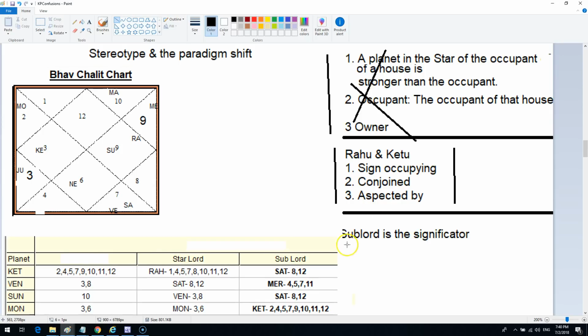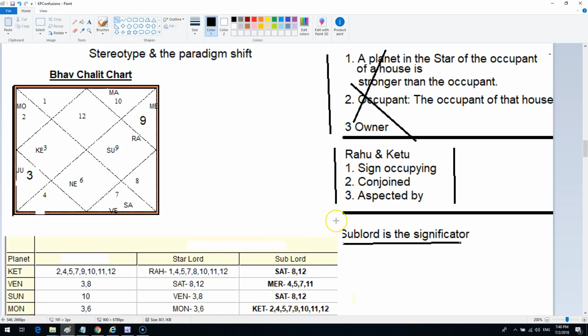Now the third thing is the sublord. Traditionally, or from the stereotype point of view, the sublord is going to decide about the particular matter that we are going to judge, whether marriage is going to happen or not, those kinds of things.